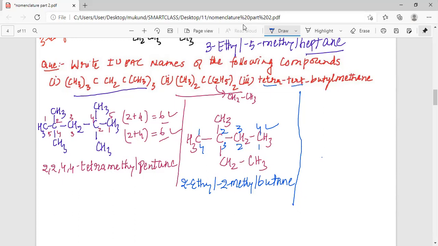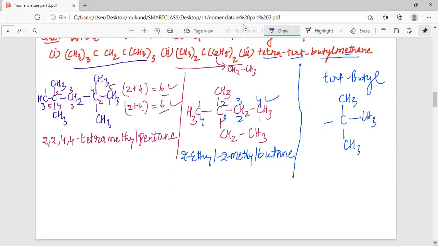Then we have tetra tertiary butyl methane. So first we should know what is tertiary butyl. What is tertiary butyl? So my dear students, this kind of structure is considered to be the tertiary butyl structure. This is what it is known as the tertiary butyl structure. And this kind of tertiary butyl structure is 4 times bonded with the methane, that is 1 carbon. So let us understand this.